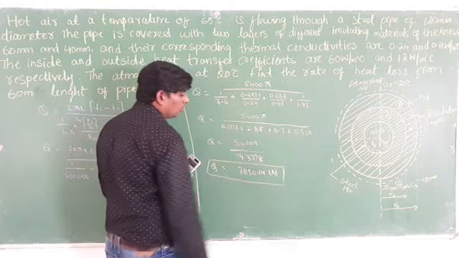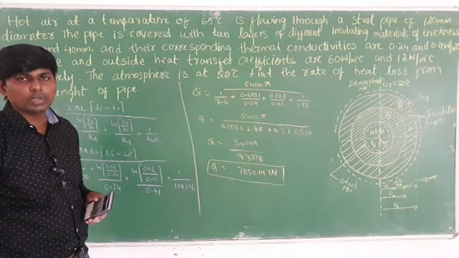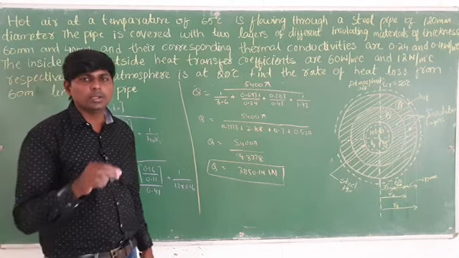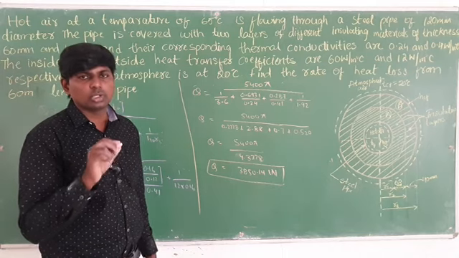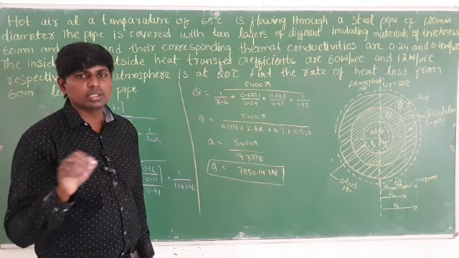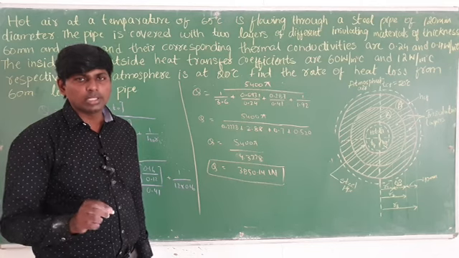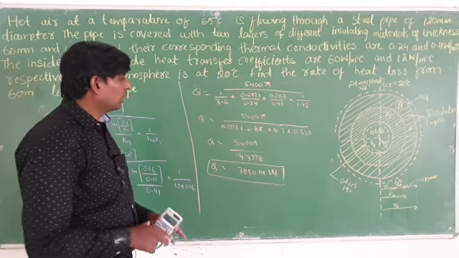The unit is what? But in this problem he is not asking to find out the kilojoule per hour. Suppose he is asking to find out the kilojoule per hour. What you have to do? You have to multiply the answer by 3600 by 1000. So the answer should be in kilojoule per hour. Like this you have to solve.